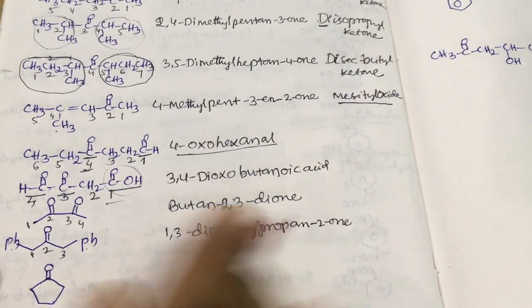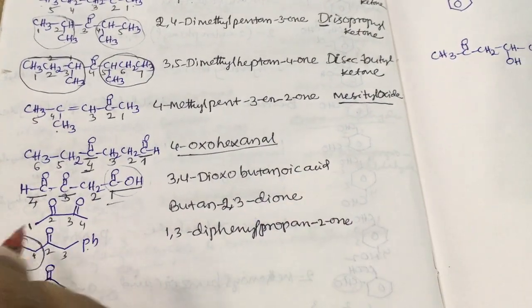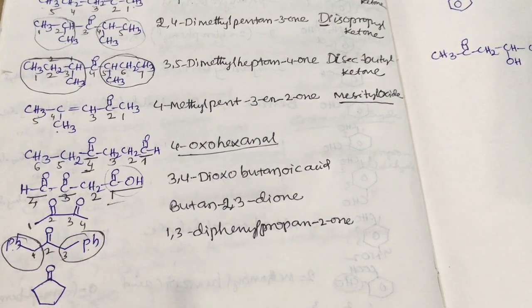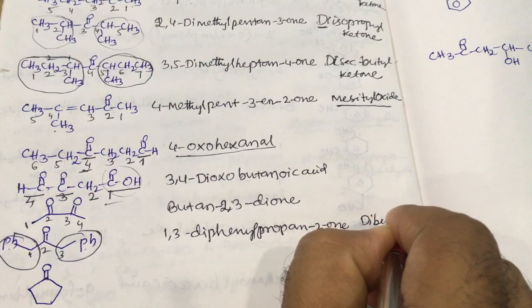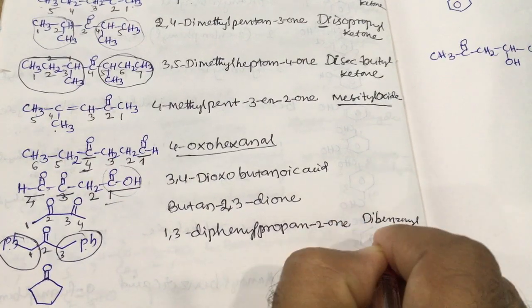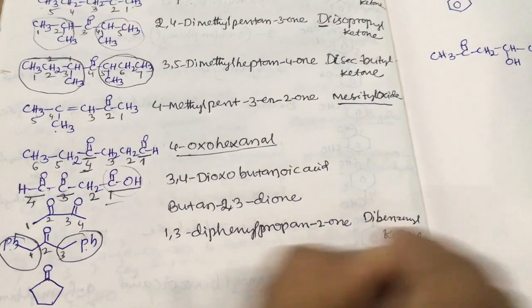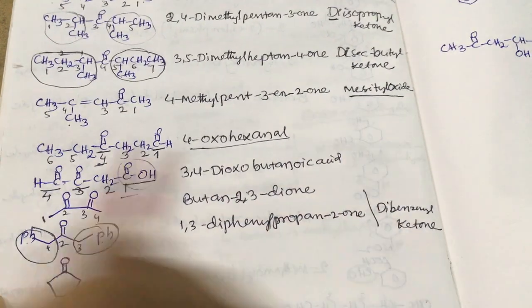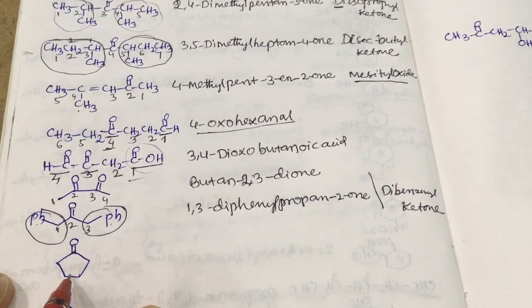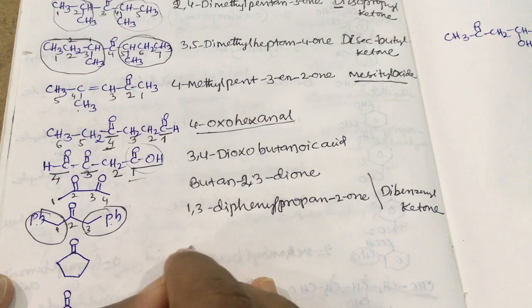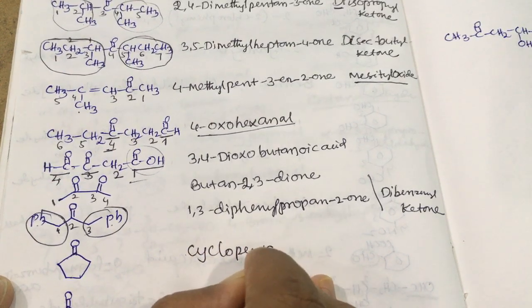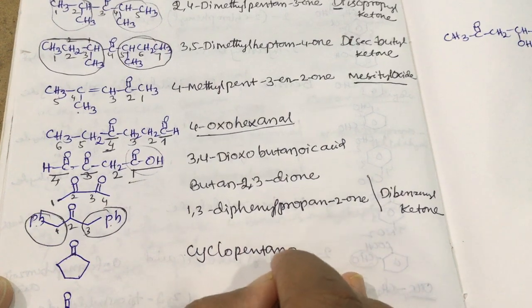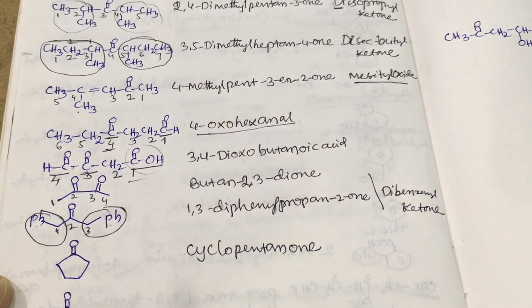But we can give a common name here, this is benzyl. This is benzyl. How many benzyls are there in total? 2. Dibenzyl ketone. Next, this is a cyclic compound. Cyclopentane, remove E, add one, cyclopentanone.